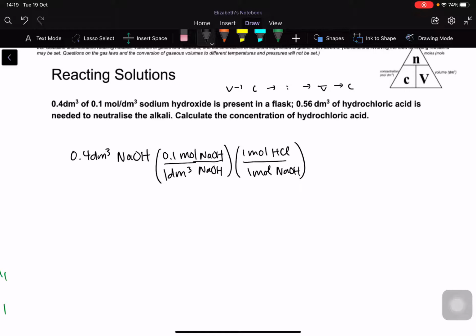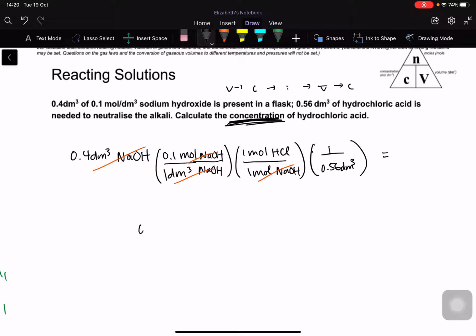And now, because we're trying to find the concentration of hydrochloric acid, and doing this would just find the moles of hydrochloric acid, we actually need to divide this number of moles by 0.56 decimeters cubed so we get the right units. So if you take a look here, we have decimeters cubed of NaOH, moles of NaOH, moles of HCl per decimeter cubed, which is our units for concentration.